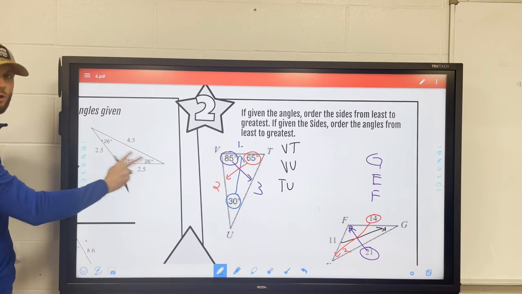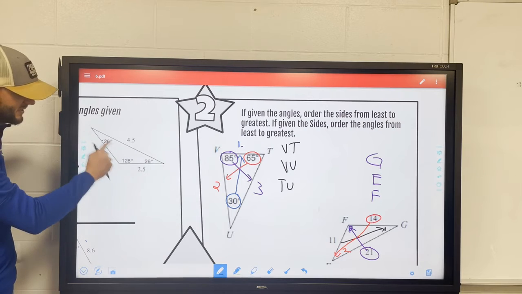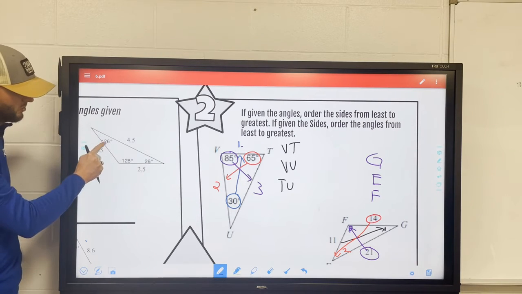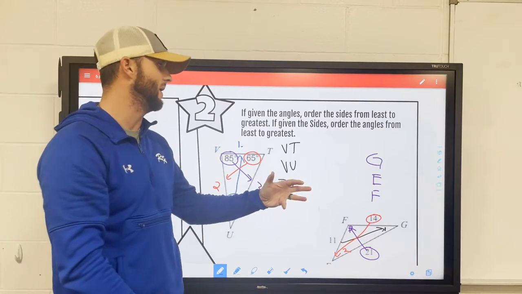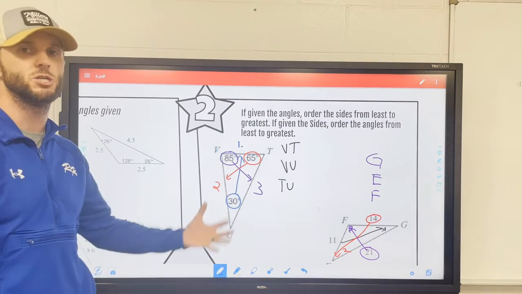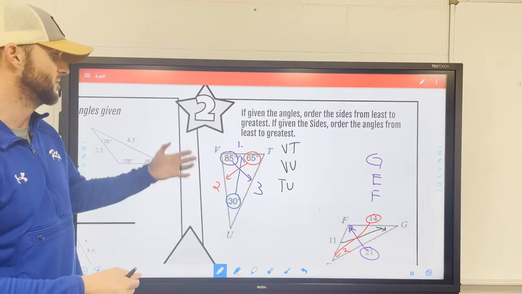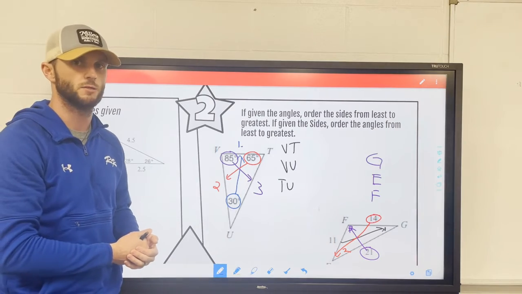Since those two angles are congruent, I know those opposite sides are going to be congruent as well. 26, 2.5, 26, 2.5. So this information can actually help you to find further information if you're not given it, or help you to determine if something's isosceles or not, okay?